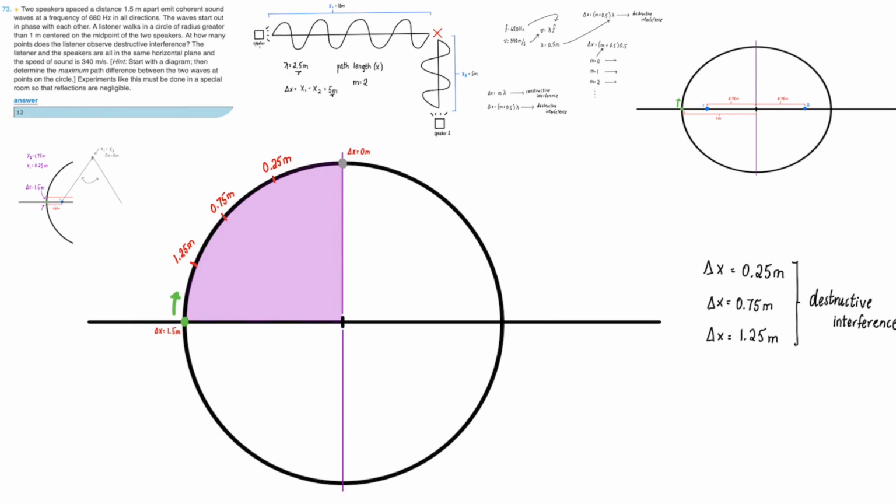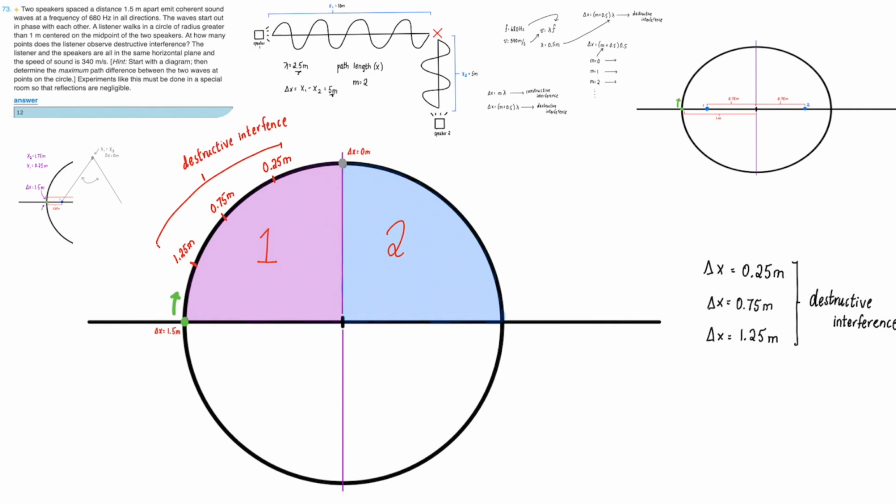Now recall that these 3 values here were our path length difference values for destructive interference. So at these points, our observer is going to experience destructive interference. So from going across the first quadrant of this circle, our observer is going to experience destructive interference at these 3 points.